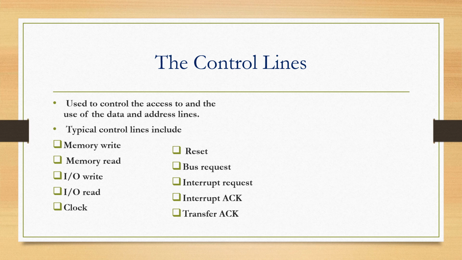Bus request. This indicates that the module needs to gain control of the bus. Interrupt request. It indicates that an interrupt is pending. Interrupt acknowledge. This acknowledges that the pending interrupt has been recognized. Transfer acknowledge. This indicates that data have been accepted from or placed on the bus.